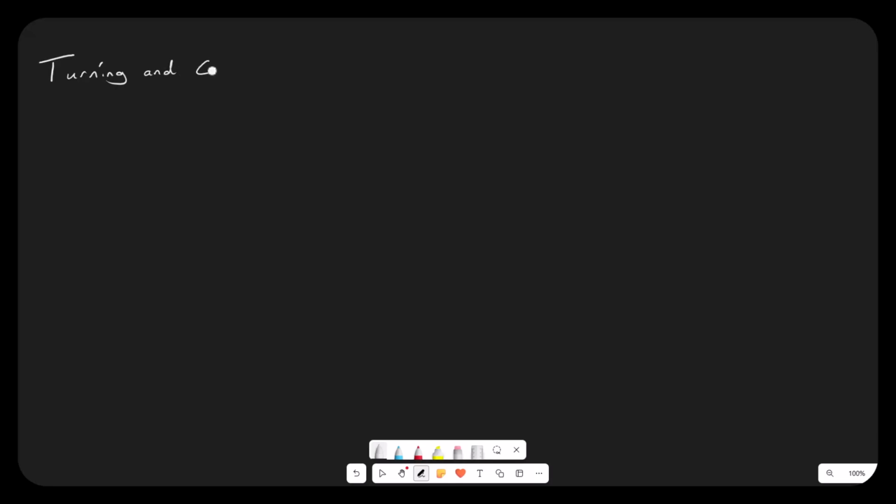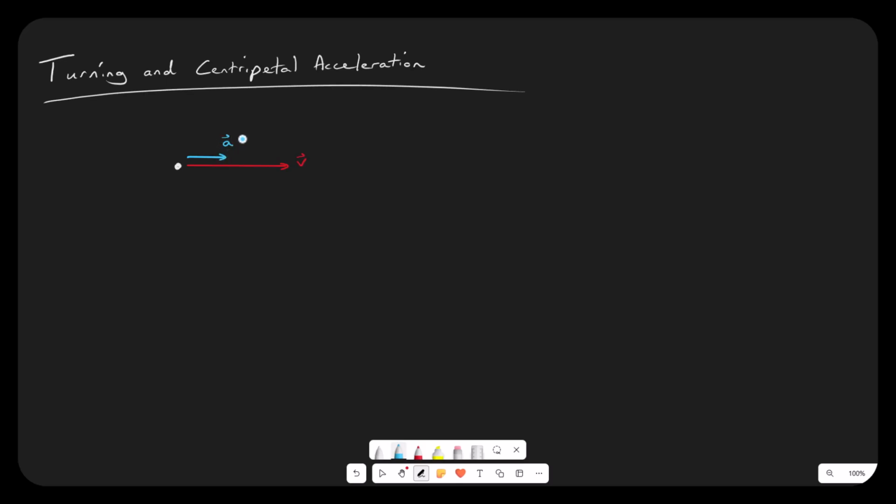This video is about turning and centripetal acceleration. Up until here, the sorts of problems that we've done with acceleration deal with changing the speed of an object. If we have an object like this and it's moving along in this direction, we have looked at what it means when the acceleration vector points with it. That is for speeding up. And we've looked at what it means when the acceleration points against it. And that's for slowing down.